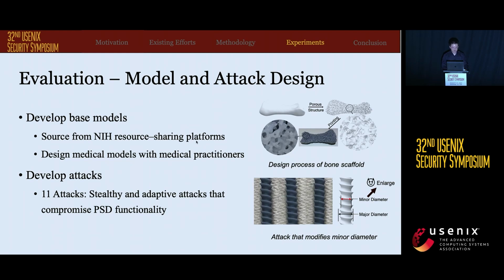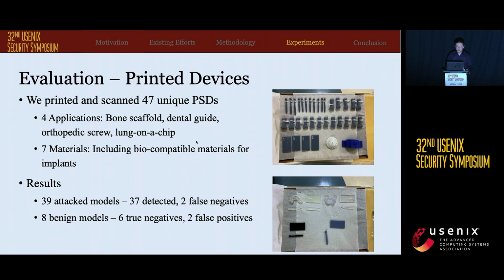Just like existing work in 3D printing defenses, we have to develop our own models and attacks. We worked with medical practitioners to design base models and also developed 11 realistic and stealthy attacks that can compromise device functionalities. In total, we printed 47 devices across 4 applications and 7 materials. Our results show that XCheck can achieve a high detection rate with relatively low false positives and false negatives, which are also equally important in the context of medical printing.